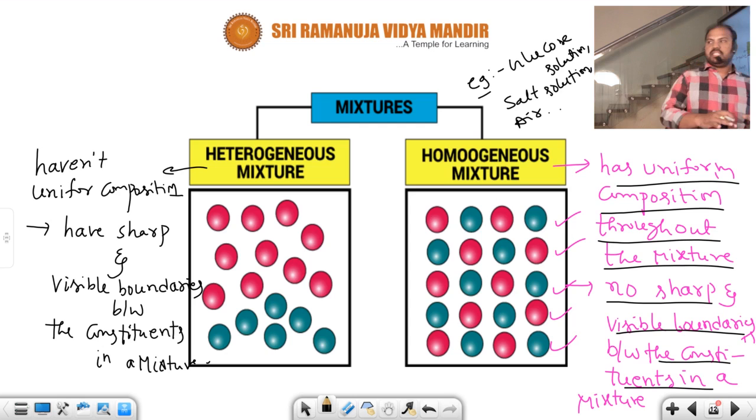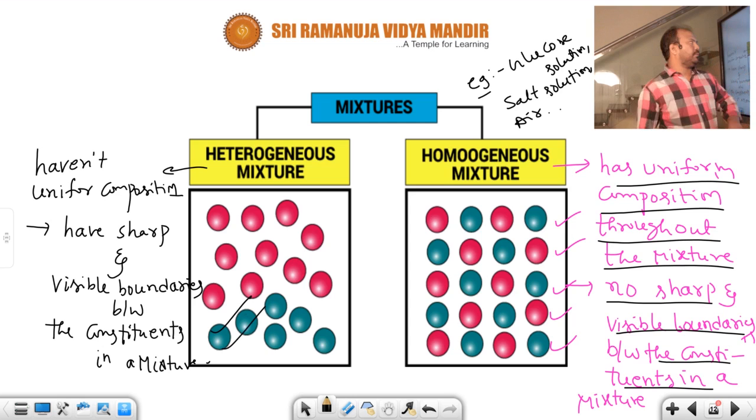we can easily separate them. So which can be easily separated, homogeneous or heterogeneous mixtures? Heterogeneous mixtures can be easily separated, like sand in water as well as stones in water. We can easily separate them because they have sharp and visible boundaries. Stones can easily be seen in water. So heterogeneous mixtures can be easily separated compared with homogeneous mixtures due to the reason they have no uniform composition. Heterogeneous mixtures have sharp and visible boundaries between those constituents in a mixture.